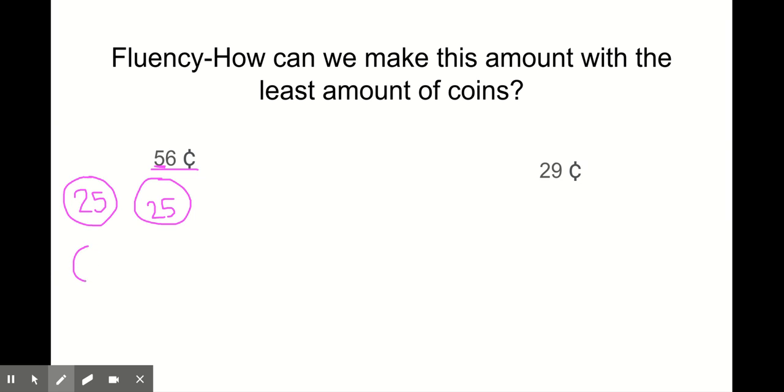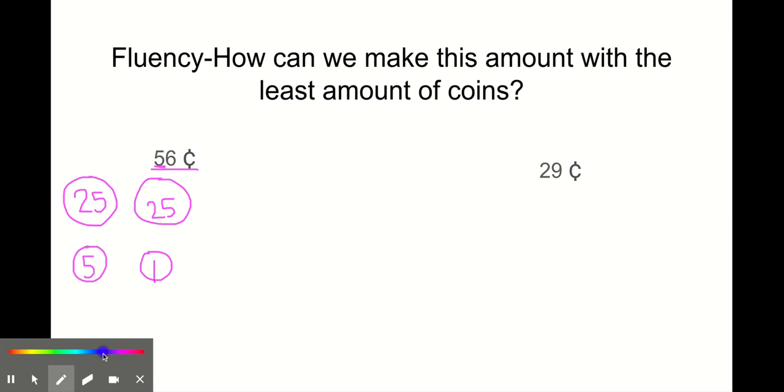First, let's start with a nickel. A nickel is worth 5 cents. We still need to get one more, so we'll move to a penny and we'll get 1 cent. You can make 56 cents using 4 coins.